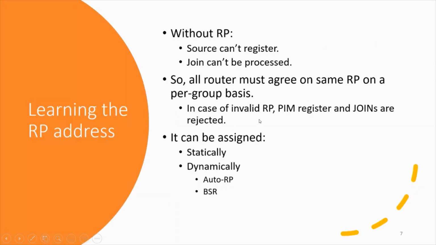There are a couple of challenges we might face if we are not using the RP. In that case, the devices or routers are not aware of the sender, and they aren't aware of the receiver either.